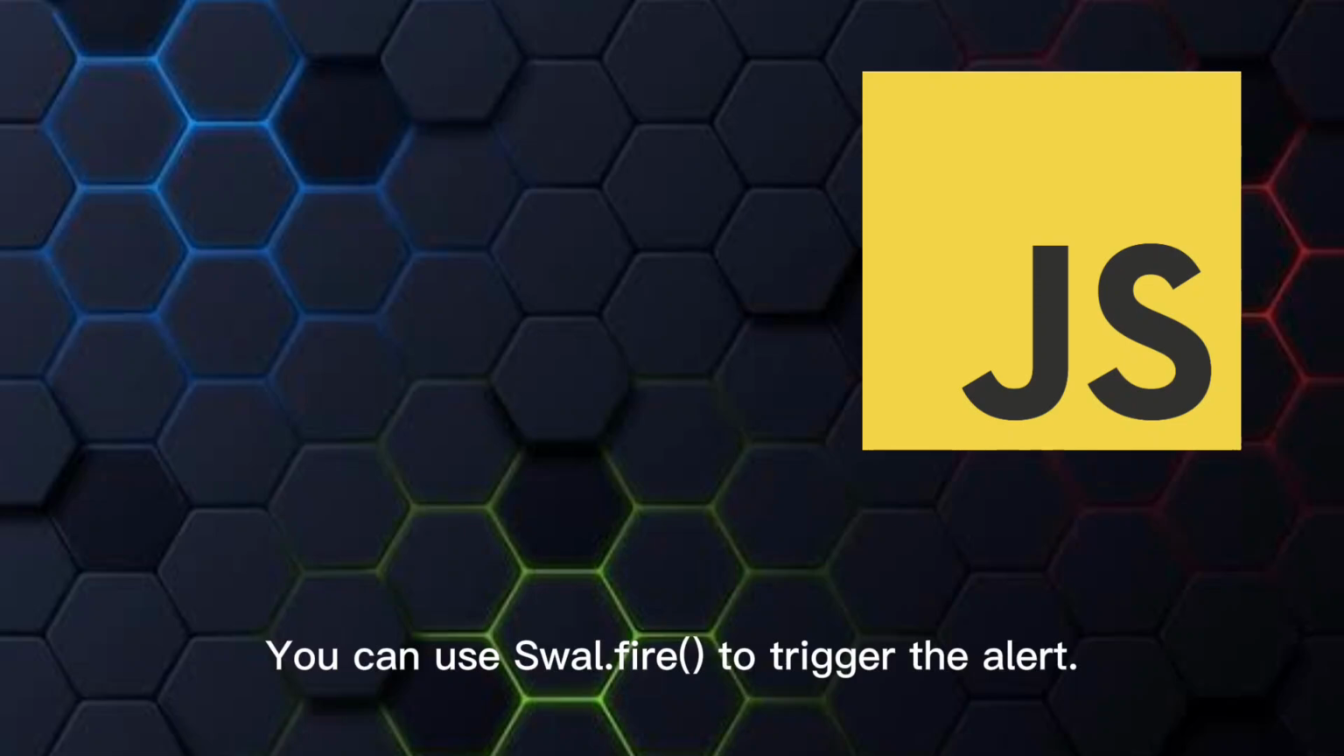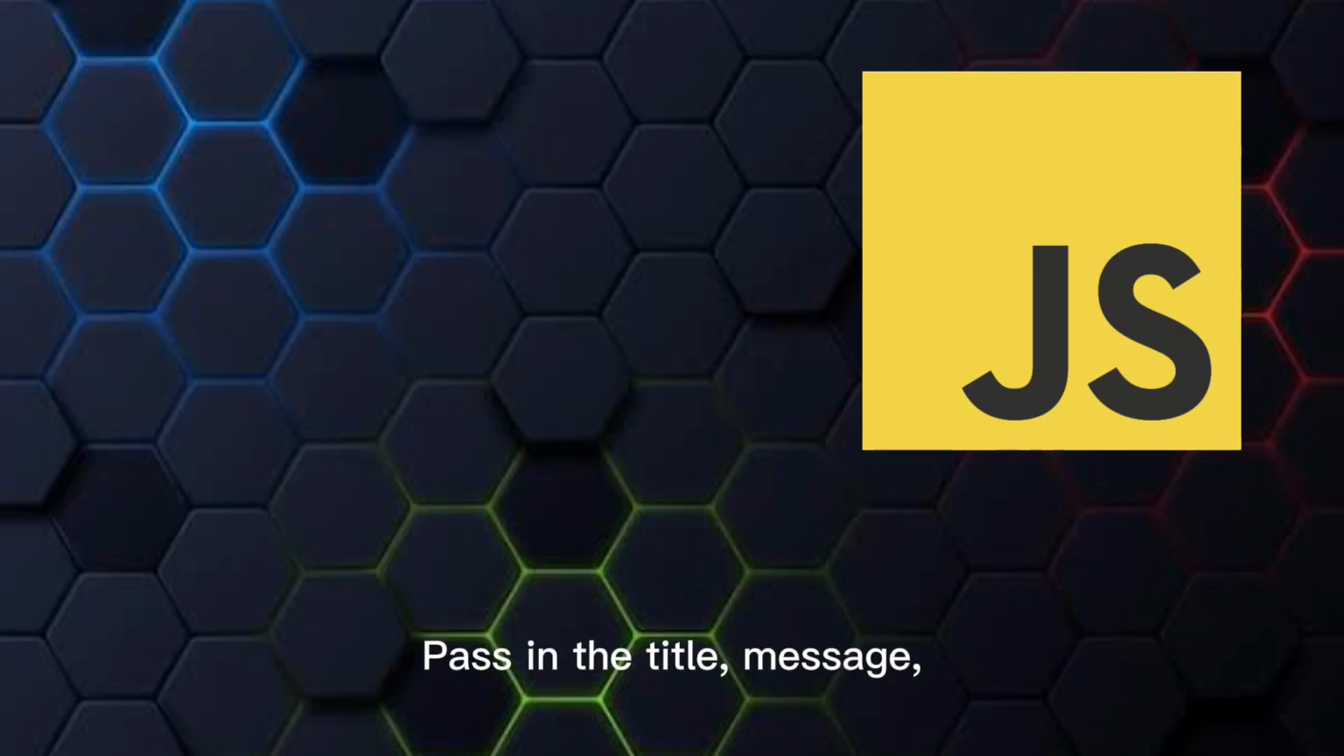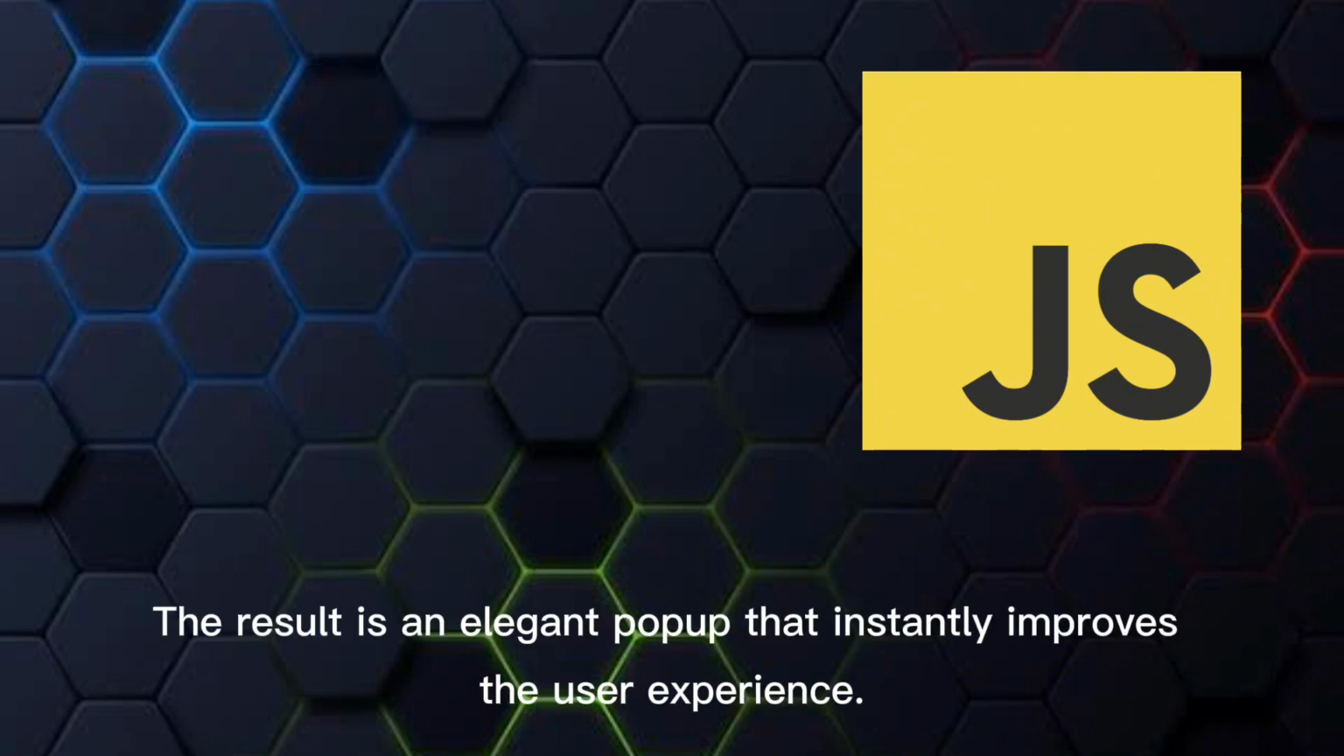You can use swal.fire to trigger the alert. Pass in the title, message, and type like success, warning, or error. The result is an elegant pop-up that instantly improves the user experience.